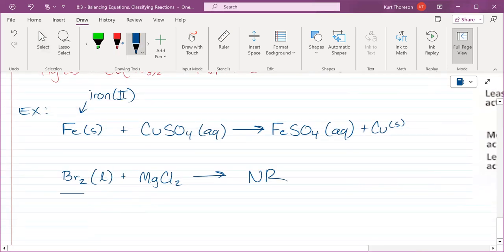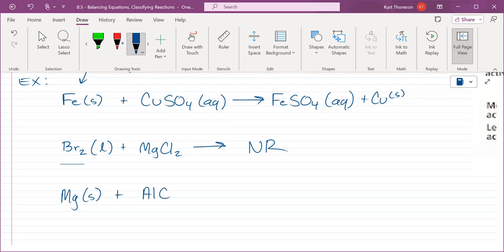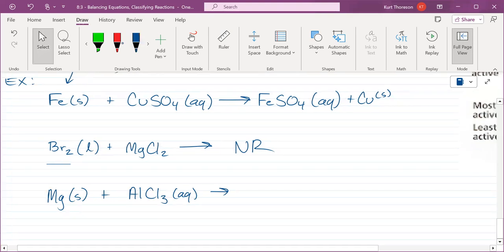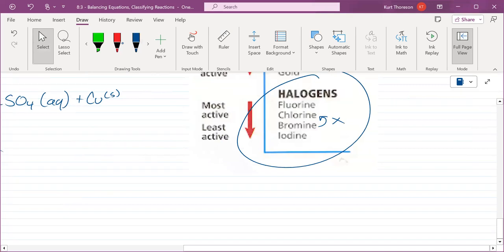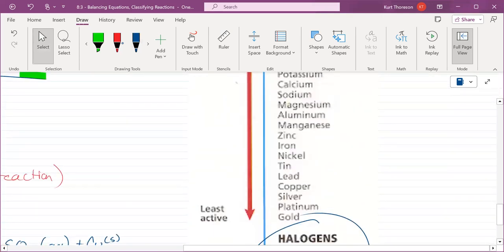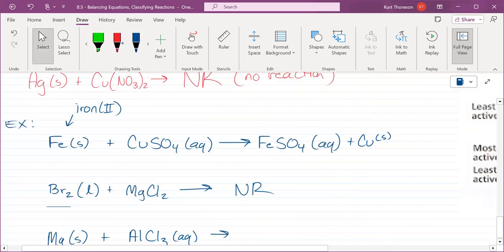That can't happen. And then finally, last one I have for you. We have solid magnesium and aqueous aluminum chloride. Can we perform this reaction? So you need to look up at the activity series. Is magnesium able to replace aluminum? If it can, magnesium needs to be above aluminum. Here's magnesium, here's aluminum. And magnesium is above aluminum, so they can proceed.